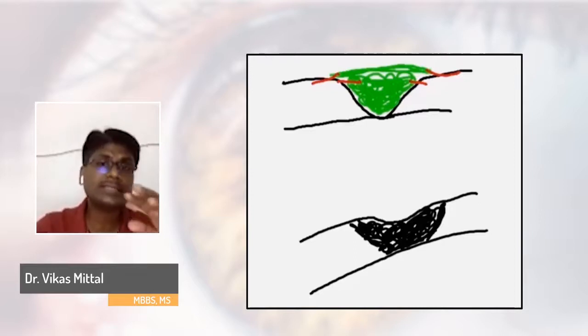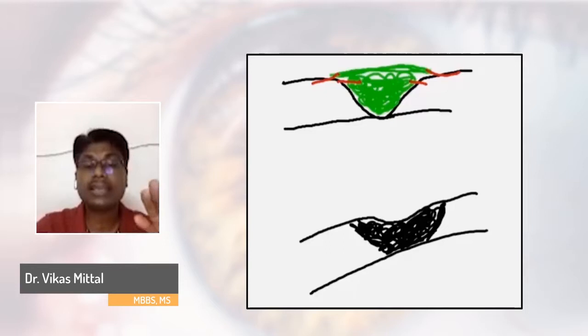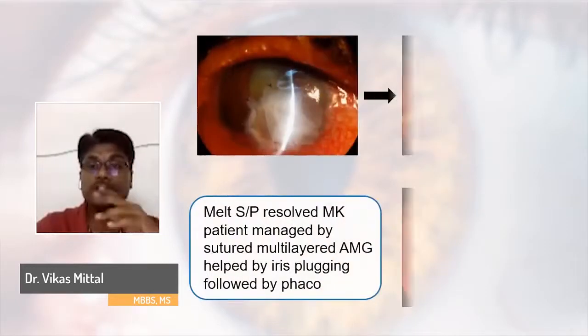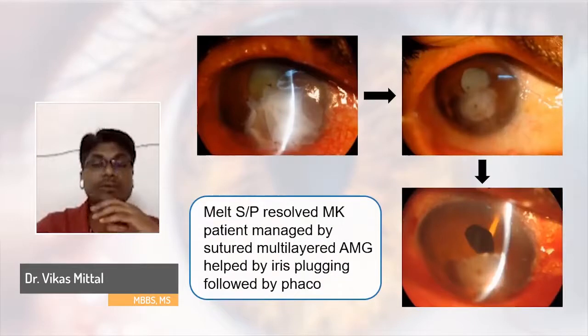So what it does is it fills in this gap, and slowly that area gets merged with the stroma, and as you can see, some gap has also been filled. Another patient who had undergone multi-layered AMG, you can see nicely healed and could tolerate phacoemulsification as well.